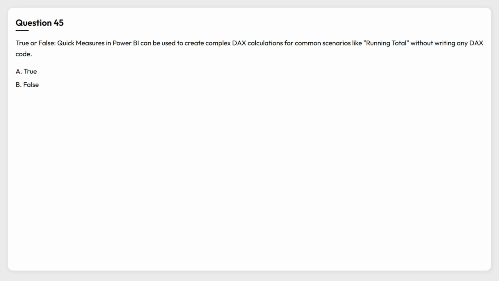Question number 45. True or false? Quick measures in Power BI can be used to create complex DAX calculations for common scenarios like running total without writing any DAX code. Option A, true. Option B, false. The correct answer is Option A, true.